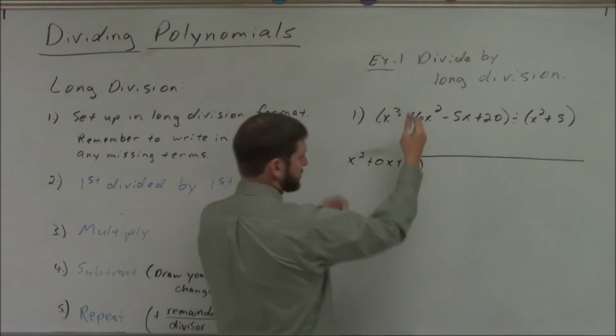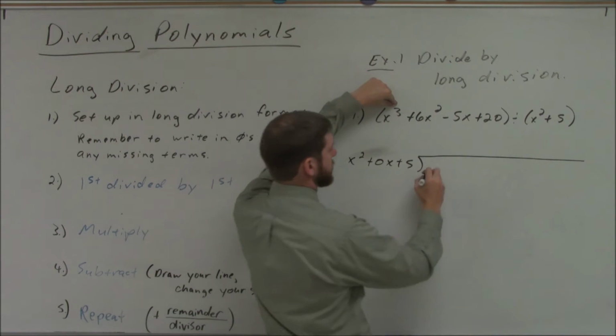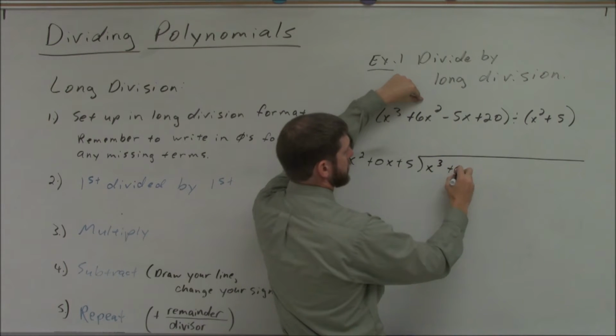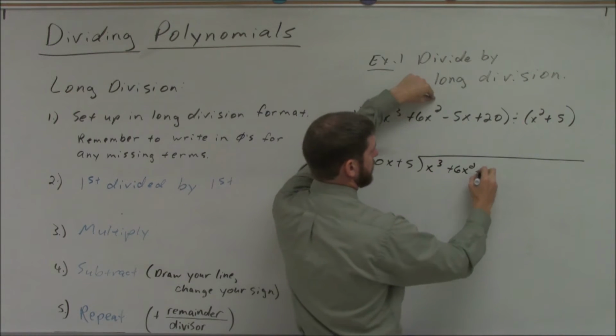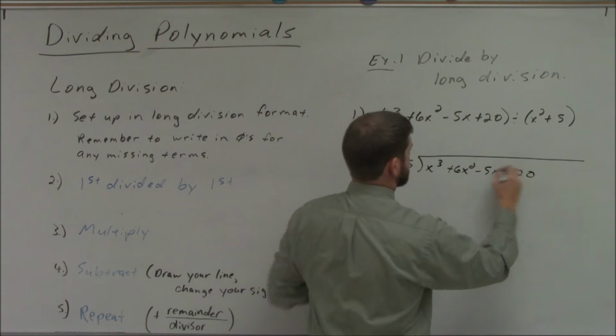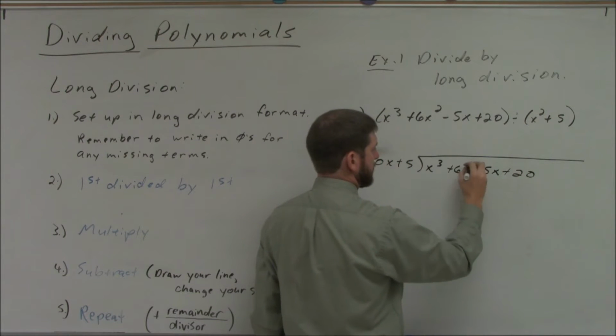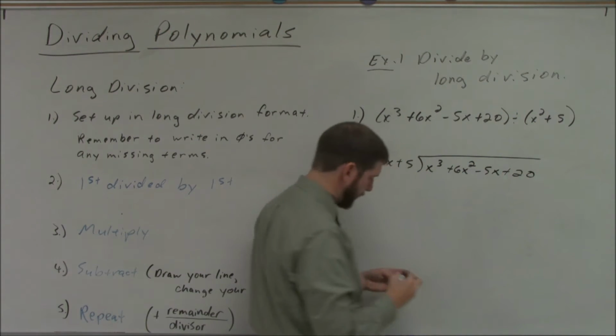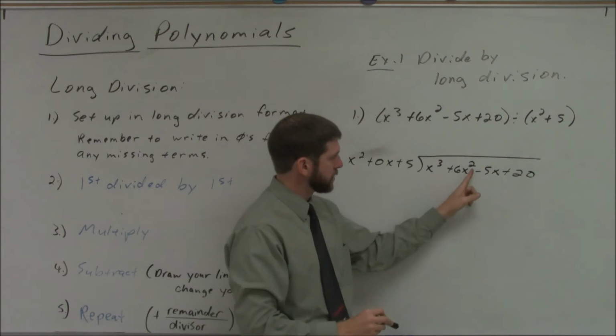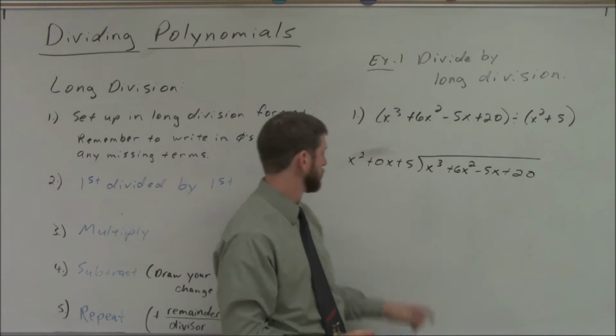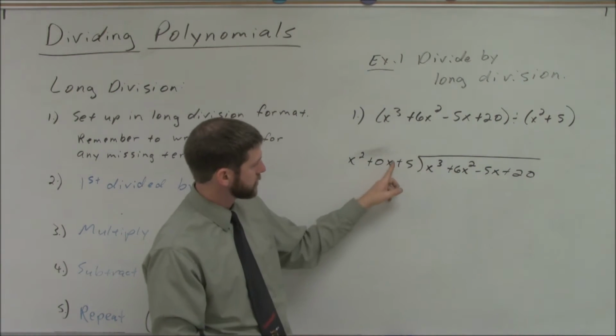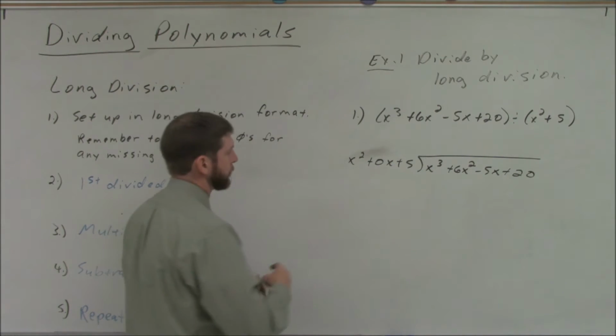Second, then we put the stuff on the inside. The dividend goes on the inside. So x cubed, 6x squared, minus 5x plus 20. Notice we weren't missing anything here. And you just do a quick rundown of your exponents: 3, 2, 1, none. Here I had 2 and none, so I needed an exponent of 1.